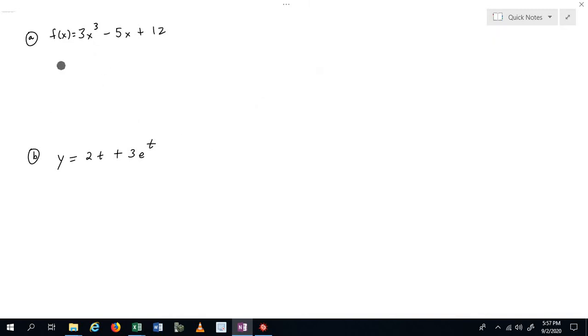Okay, so let's just do a couple more examples. Let's say you want to find the third derivative of this function. Okay, so in order to do that, you would just have to continue to take the derivative of this function until you get to the third one. Okay, so the first derivative would be 9x squared minus 5x plus 0, using the power rule. And then the second derivative would be the derivative of this function. Again, using the power rule would just be 18x minus 5. And then the third derivative would be the derivative of this function, which is just 18.